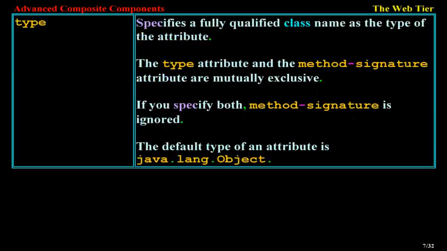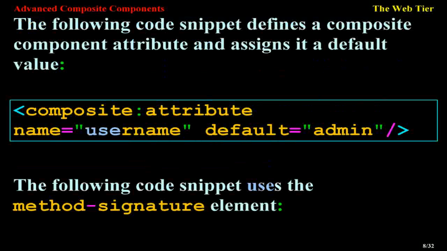Type specifies a fully qualified class name as the type of the attribute. The type attribute and the method signature attribute are mutually exclusive. If you specify both, method signature is ignored. The default type of an attribute is java.lang.Object. The following code snippet defines a composite component attribute and assigns it a default value.